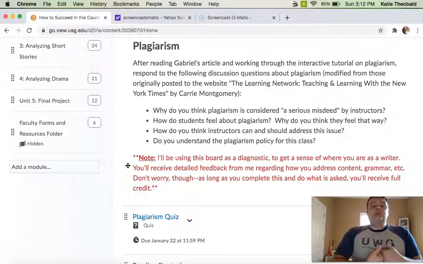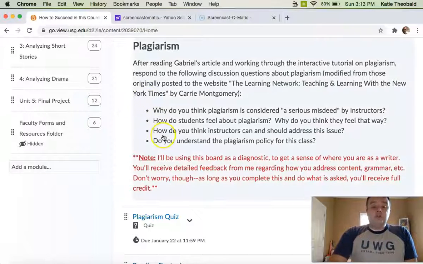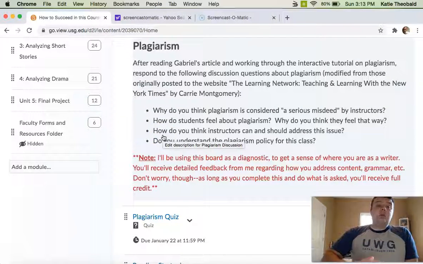It gives me a good chance to get a glimpse and a snapshot of you and where your writing skills lie at the moment, and where there are some areas that we can work on. So the way that this board will work is that if you answer these questions and complete it the way that it is outlined here, you will get full credit. You will get 100. So make sure to have that completed. You'll get the full credit.